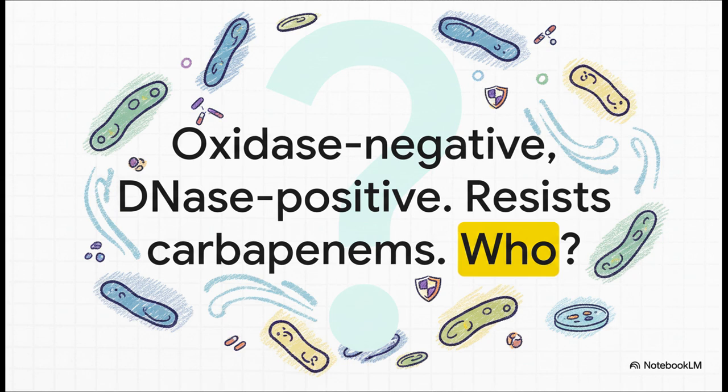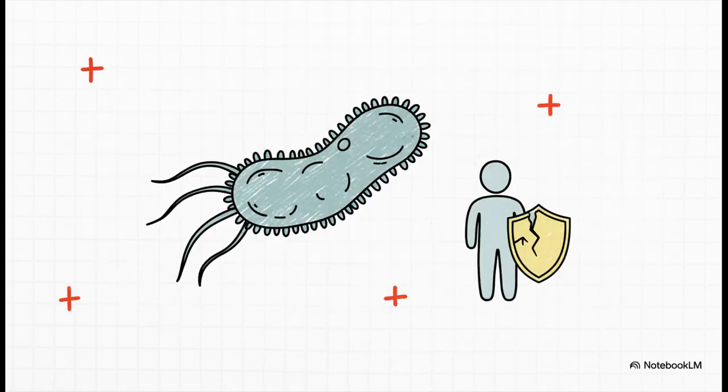So let's start with a classic benchside scenario. You've got a non-fermenter growing. First test, oxidase-negative. So you're already thinking it's probably not Pseudomonas. You look at the antibiogram, and yep, it's resistant to every single carbapenem you've tested. For the final confirmation, you run a DNase test, and it's positive. So what bug is screaming out at you? You got it. It's Stenotrophomonas maltophilia.